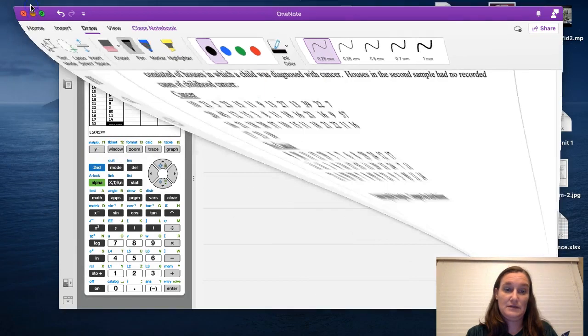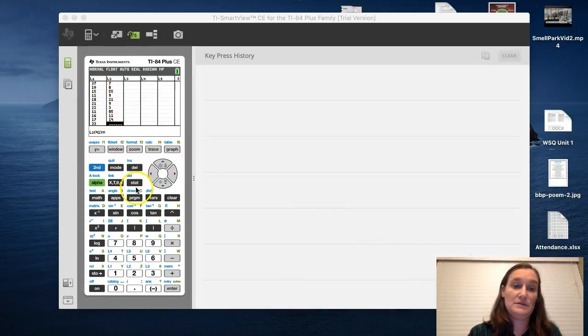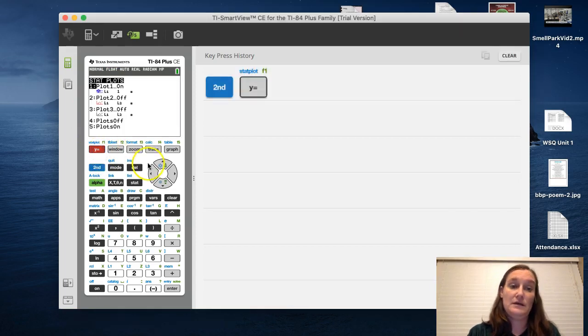I entered the data into my calculator. So I went to stat edit and I entered the cancer ones in list 1 and the non-cancer in list 2. And we can go ahead and go to our box plots or our stat plots, second y equals, and go to this box plot icon. Make sure to pick the one with the dots because we want that. So that one is list 1.